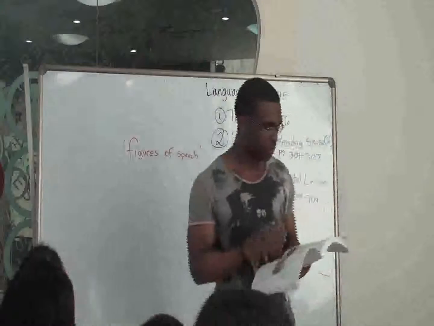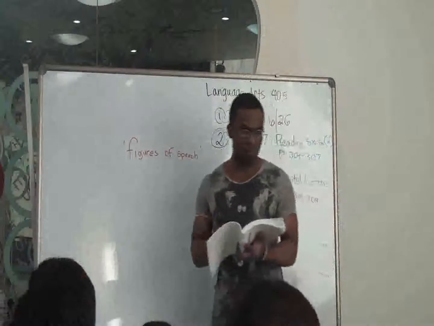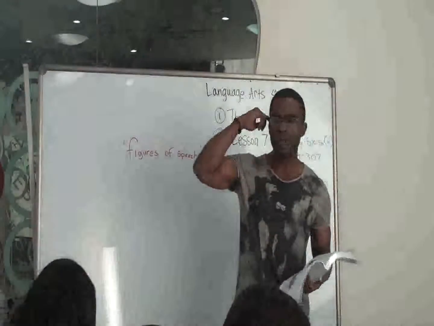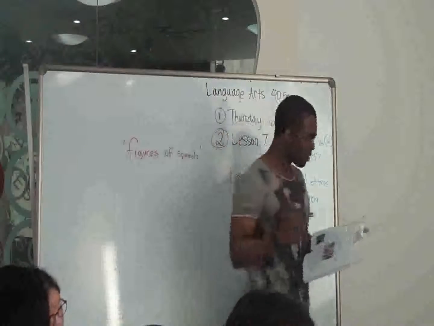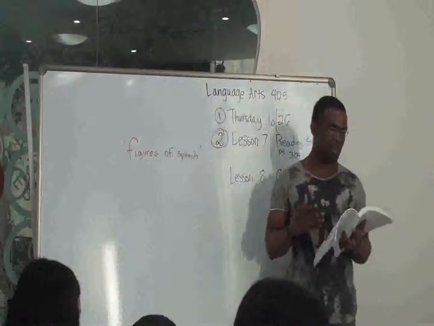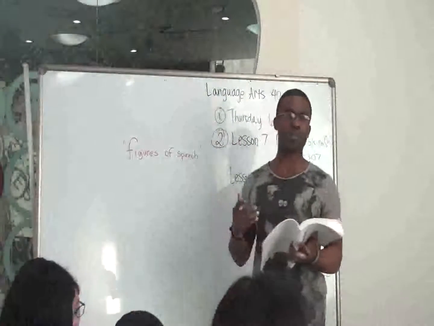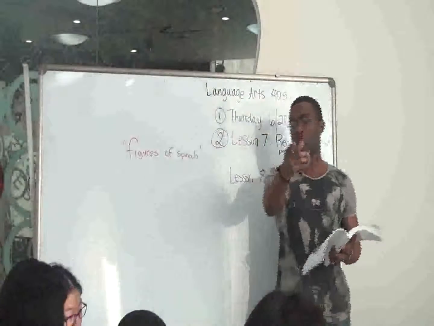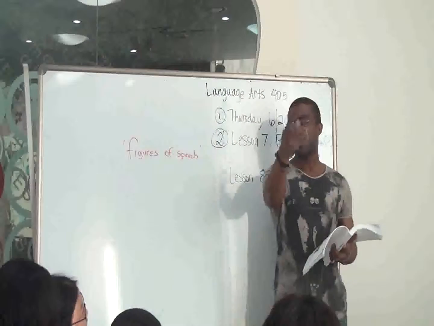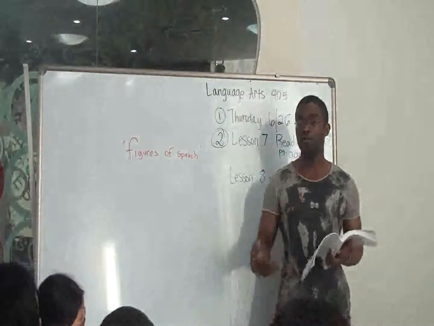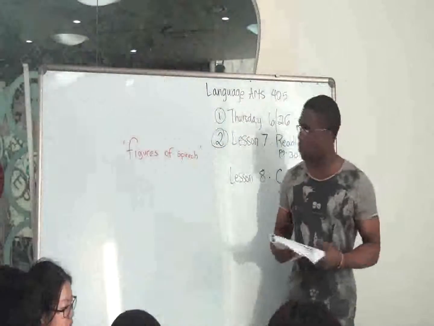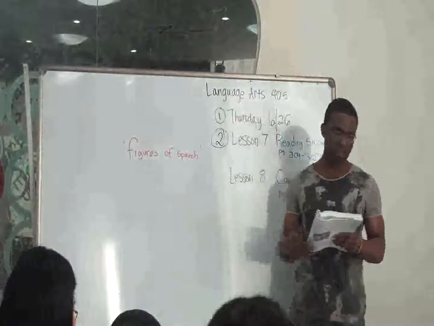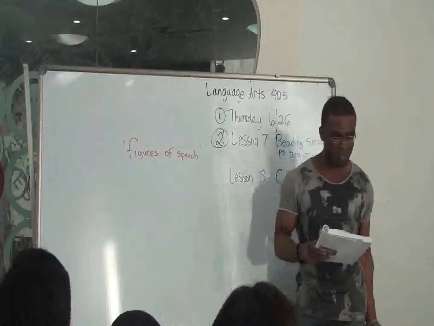Our vocabulary word for lesson number 7 is propped. It means to hold up by placing a support under or against. For example, the camera is propped up on a tripod. Propped up just means to hold something up. So what we're going to do is take a look at this expression, figures of speech.